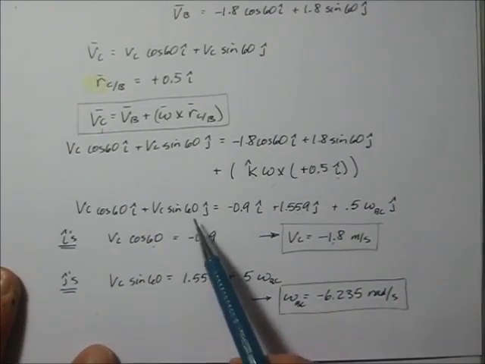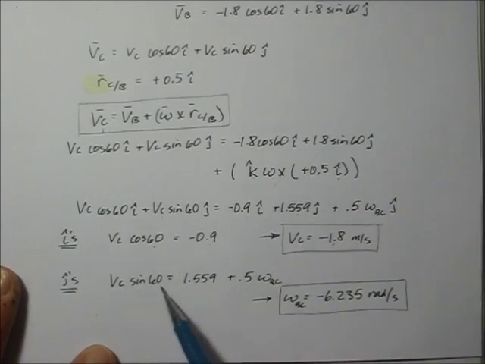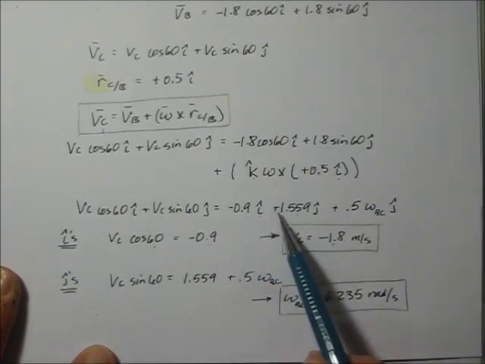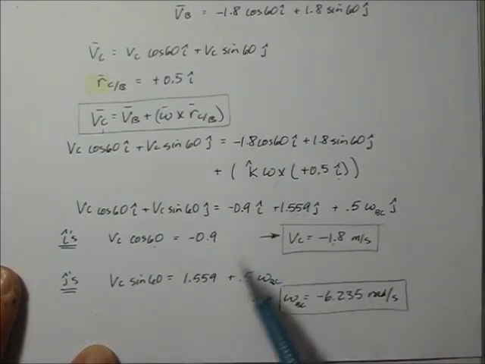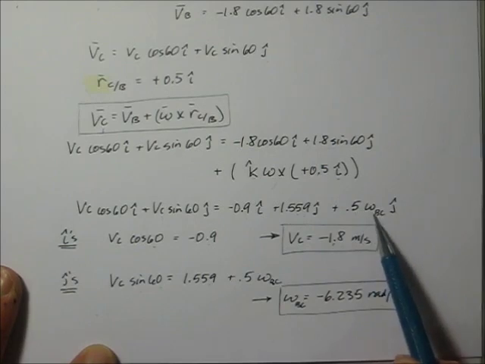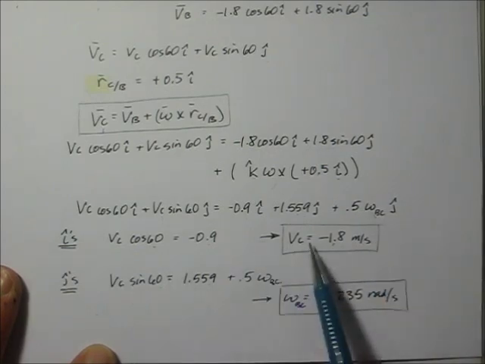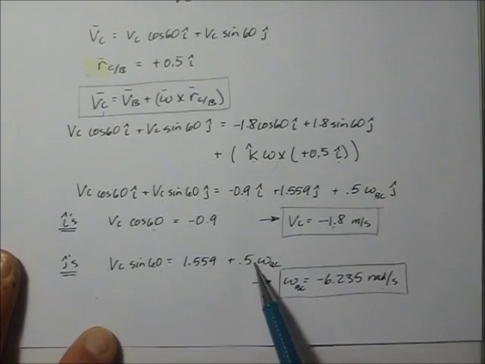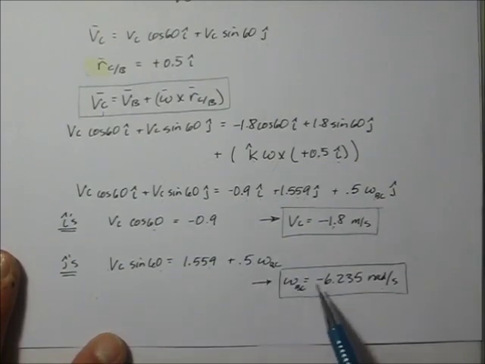How about the j's? Let's talk about the j's. We've got VC sine 60 in my j. I've got 1.559 plus 0.5 omega. I have VC already solved for. I can solve for omega. And omega is now negative 6.235 radians per second.